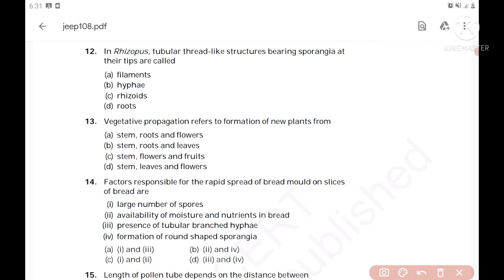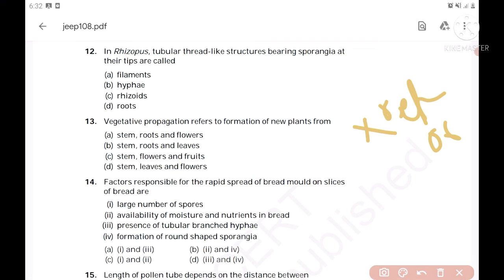Vegetative propagation refers to formation of new plants from. So now what is vegetative propagation? See, in many plants, parts like stem, root and leaves develop into new plants. Over here, there is no role of reproductive organs. There is no role of reproductive organs, right?